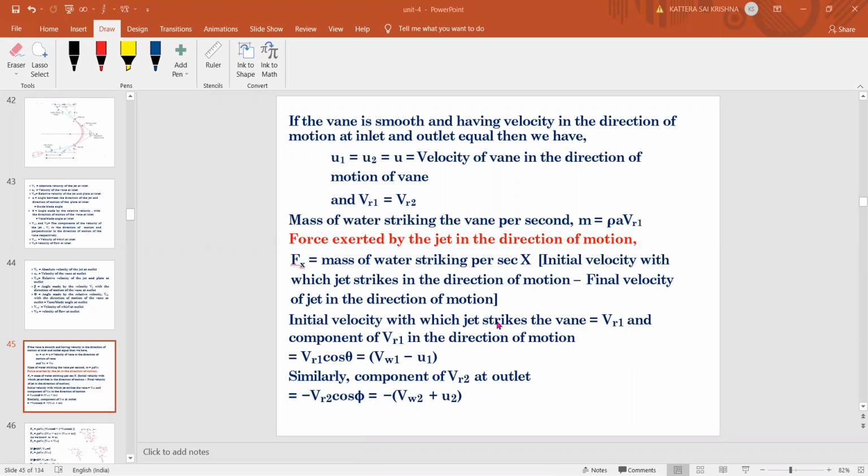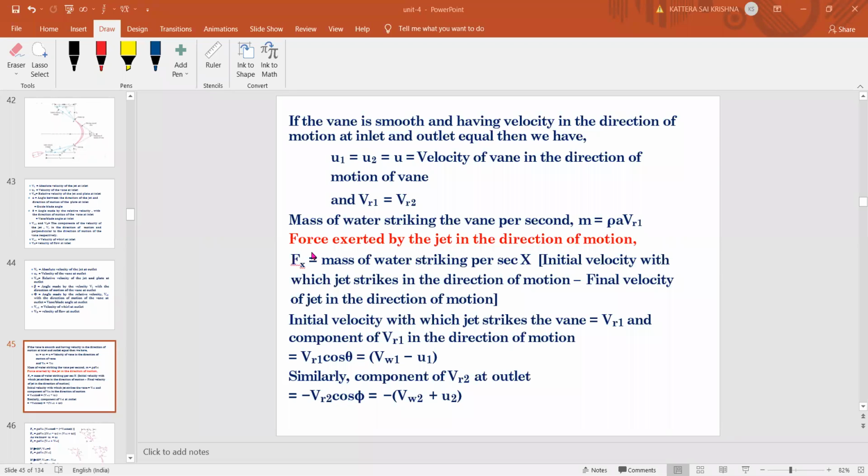So we need to consider U1 equal to U2 equal to U, and VR1 equal to VR2, while solving work done, efficiency, everything. Same way here, what will be the mass of water striking the vane per second? It is the same formula, rho A V. So M equals rho into A into the relative velocity, which is the initial velocity with which the water strikes the blade. So that is rho A VR1. You need to remember this: the mass of water striking the vane per second is M equal to rho A VR1. Here every time we take the initial velocity of the jet as VR1, the relative velocity of the jet.